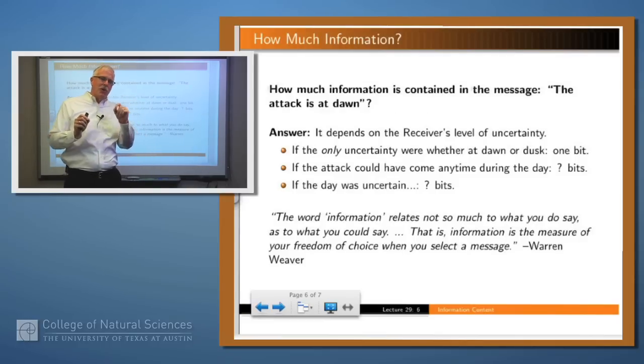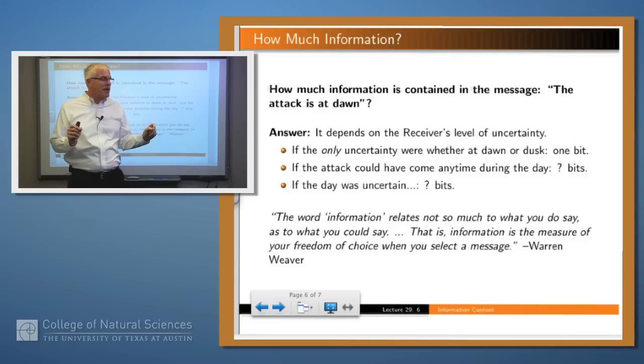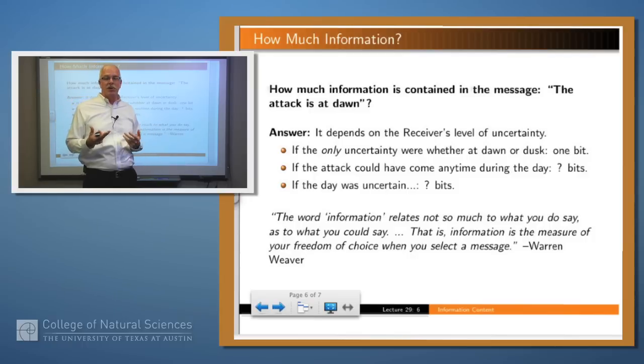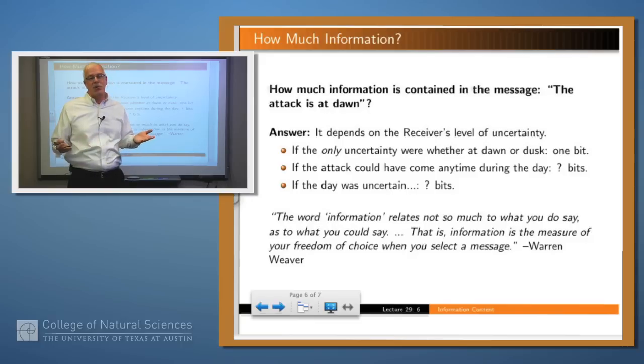Okay, so then we come back to that message we looked at the beginning, the attack is at dawn. How much information is in that? Well, now we can see that the answer to that question really depends upon the amount of uncertainty in the receiver. So if, for example, there were only two possibilities, either the attack was going to be at dawn or at dusk, then you only really need to send one bit of information to tell the receiver which it is. On the other hand, if there's much more uncertainty, like the attack could come at any time, then you're going to send lots more bits of information, because one isn't enough to completely remove the ambiguity in the transmission, right?